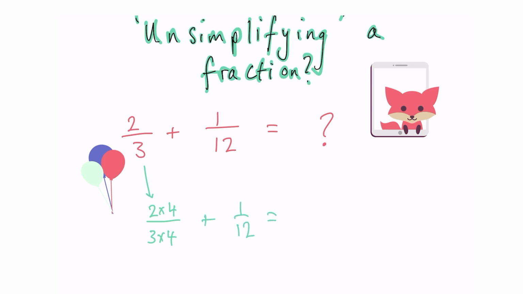Hence we have 2 times 4 gives us 8. 3 times 4 gives us 12 as we wanted. And we're adding this to 1/12. Now we can add the fractions where we just add the numerators together. Gives us 9 over 12.